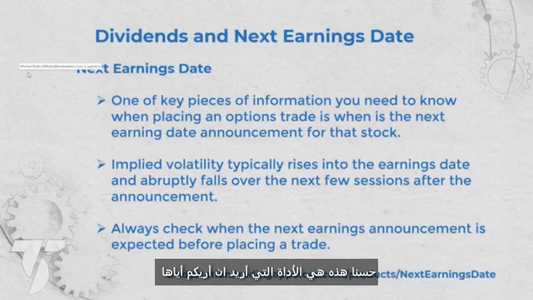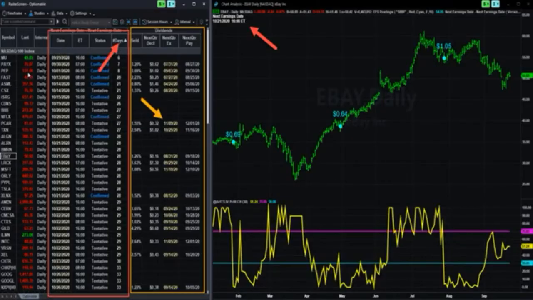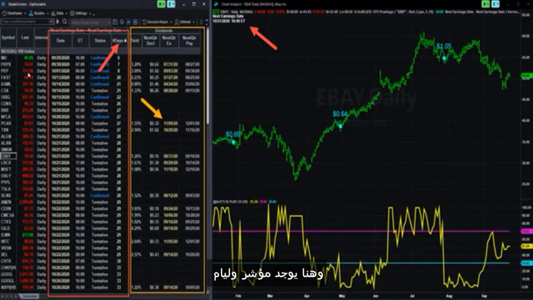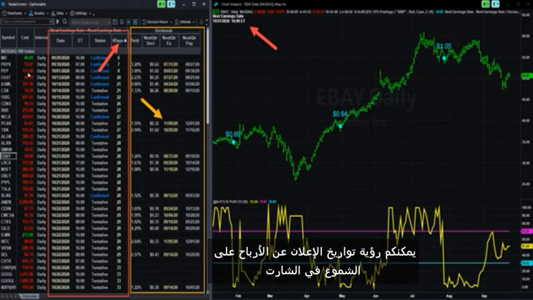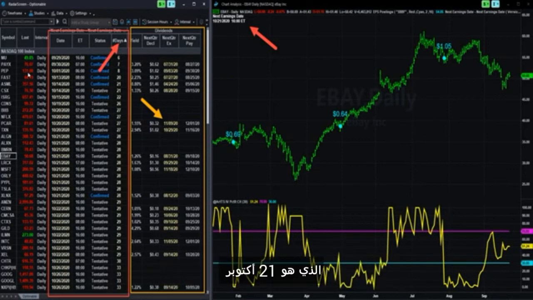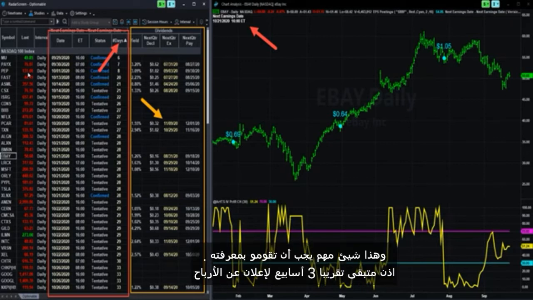So this is the workspace I want to show you. On the right is just a regular chart, and just for fun, I put the volatility percent R indicator at the bottom there. That's the Williams percent R IV indicator, just so I have something down there. You can see the earnings announcements on the bars there. This is eBay, a daily chart, and in the upper right-hand corner, it tells me when the next earnings date for eBay is, which will be October 21st, and it tells you that it's going to be after market, 1600. So that is really great to know. That is about 3 weeks out.